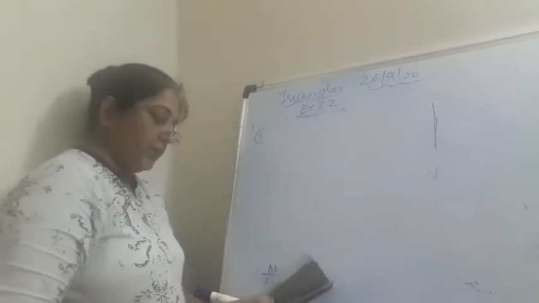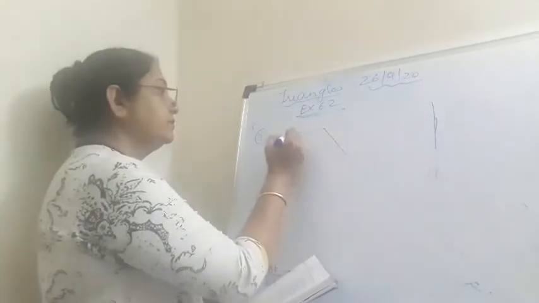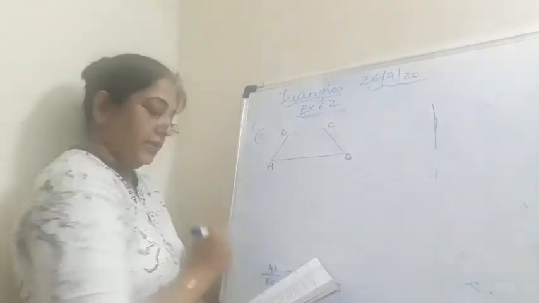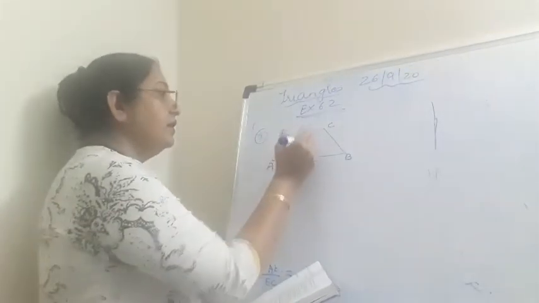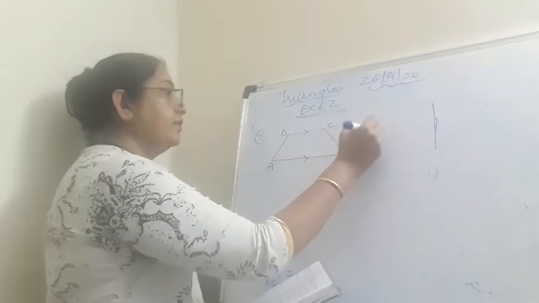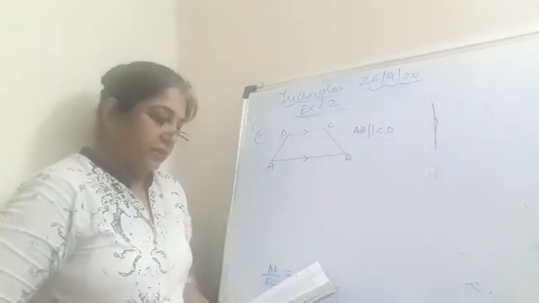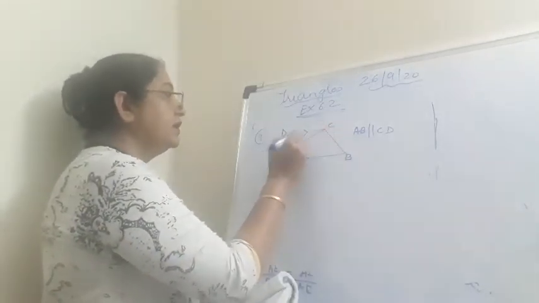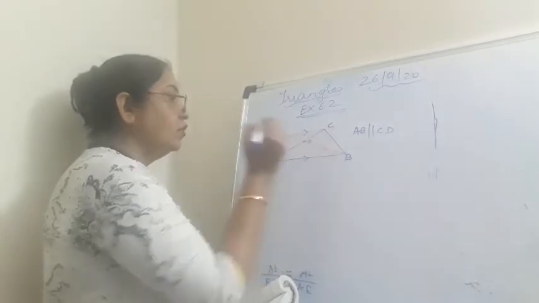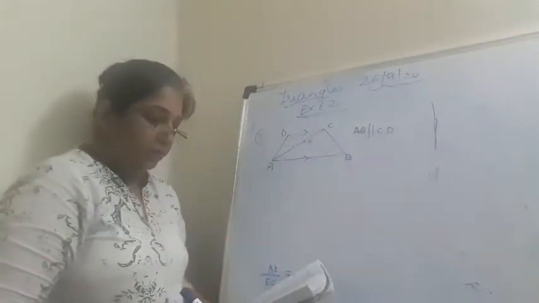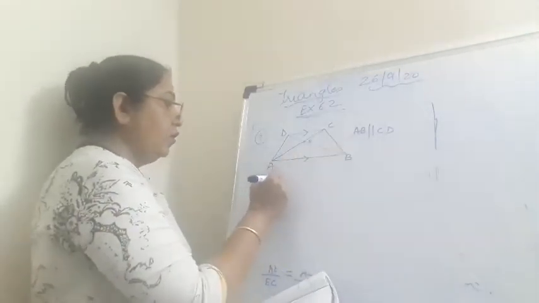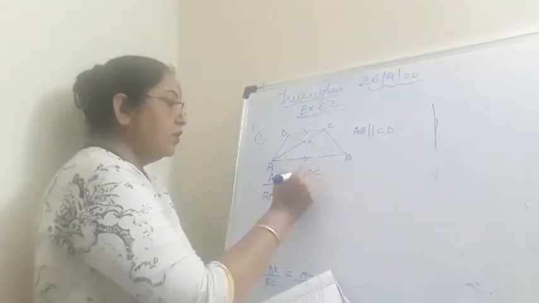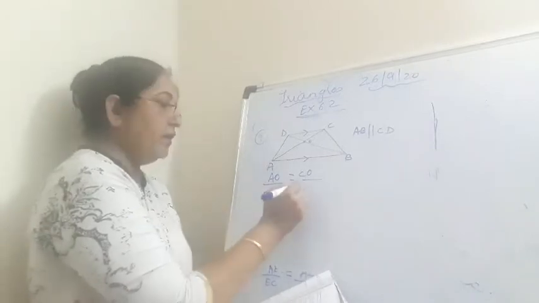Question 9 says that ABCD is a trapezium. You know how a trapezium is made? A, B, C, D. Yes, ABCD is a trapezium in which AB is parallel to CD. Yes, AB is parallel to what? CD. And the diagonals of the trapezium intersect at O. We have to show that AO upon BO is equal to CO upon DO.